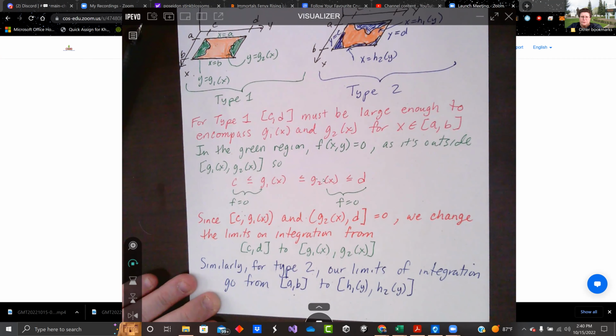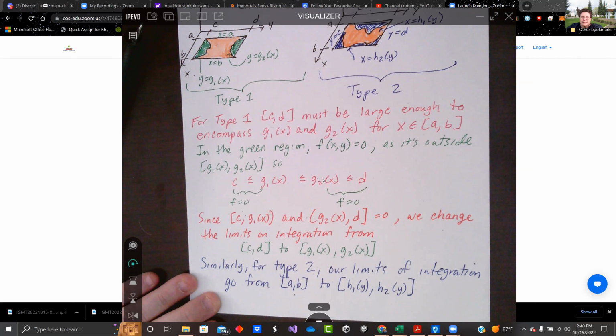Okay, so we need to reset our limits of integration to match G1 of x and the second function, G2 of x.